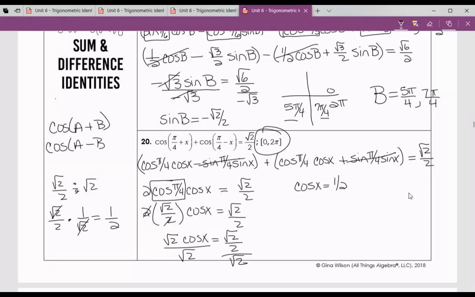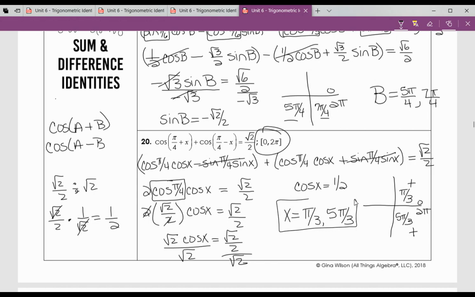Now I am on a restricted interval, so I'm going to go to my unit circle, start at 0, end at 2 pi. I'm going to identify the two quadrants where cosine is positive, which would be first and fourth. And then I'm going to identify the angle where the cosine value, which is the x coordinate, is 1/2. In the first quadrant, that would be pi over 3. And in your fourth quadrant, that would be 5 pi over 3. So there are your two answers because we are on a restricted interval. So these are your final two answers.